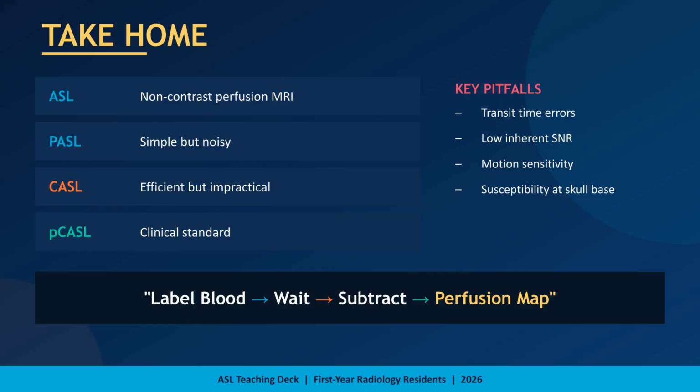To summarize, ASL is a non-contrast perfusion MRI. PASL is simple but noisy, and CASL is efficient but impractical. pCASL is the current clinical standard. Remember the core concept: label blood, wait, subtract, and get a perfusion map.